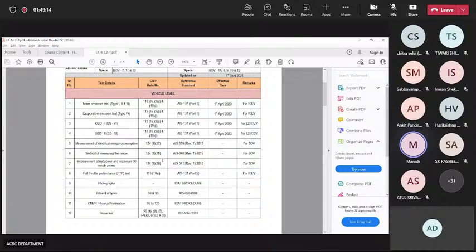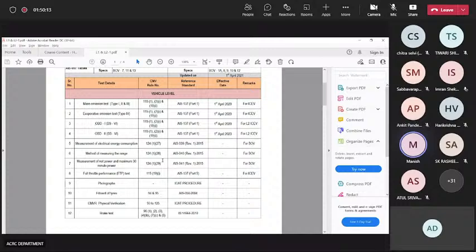Then the next one, measurement of net power and maximum 30-minute power. So basically this is measuring the net power of your vehicle motor, where there is a standard, AIS 041. Basically they check how much peak power and nominal power you have given in the spec sheet, whether you are able to achieve that in your vehicle or not, whether you are bluffing on your spec sheet. Let's say you claim 5 bhp, but your vehicle is actually getting only 3.5 bhp. Whether it's bhp or kilowatt, they will check it and certify whether it is achieving the performance or not. That is one part.